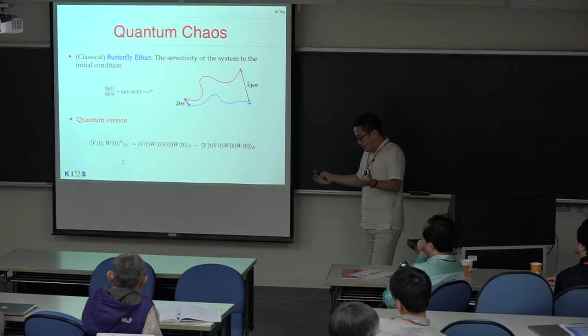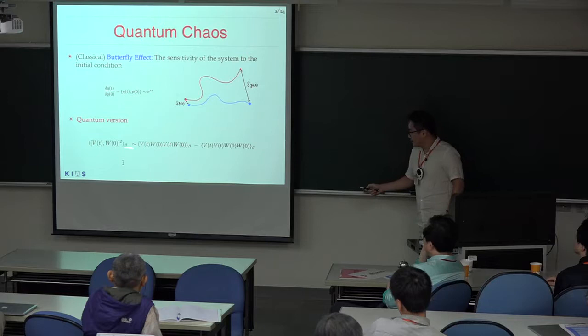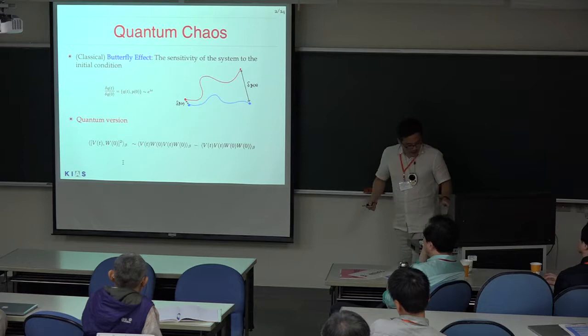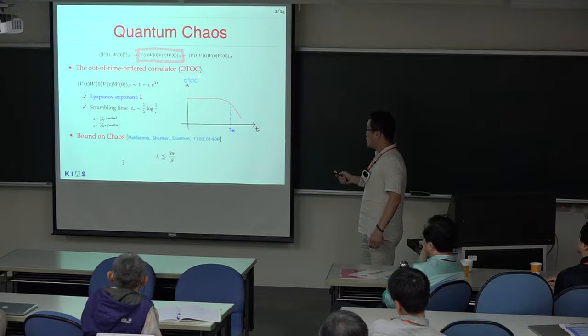When you expand this commutator squared, you have two terms, and in particular this exponential growth is captured by this term. This is not the time-ordered one. If you see here, t0, t0, it's not time ordered. So we call it an out-of-time-order correlator.